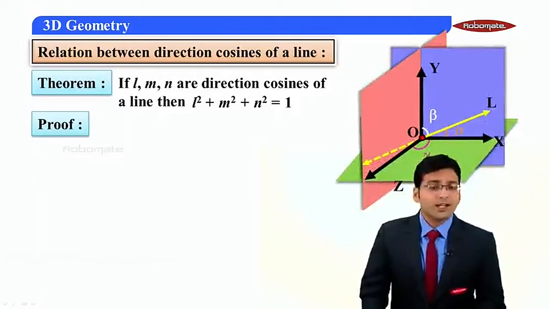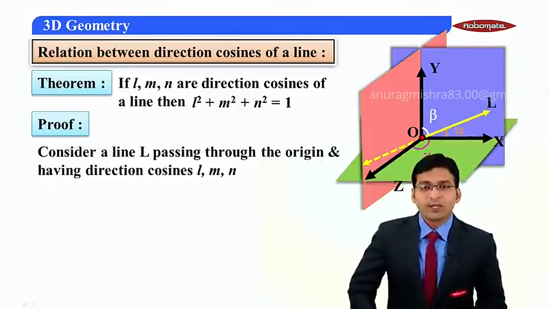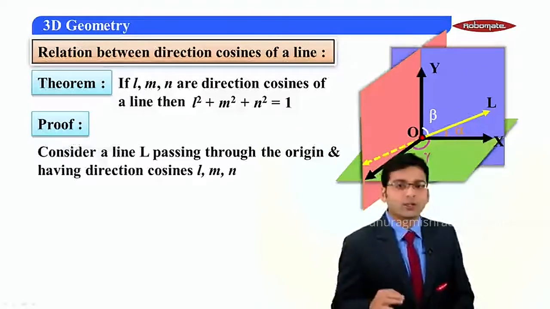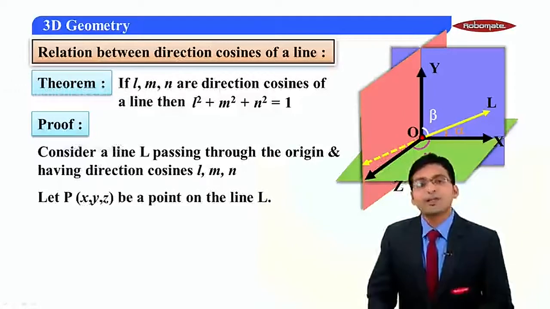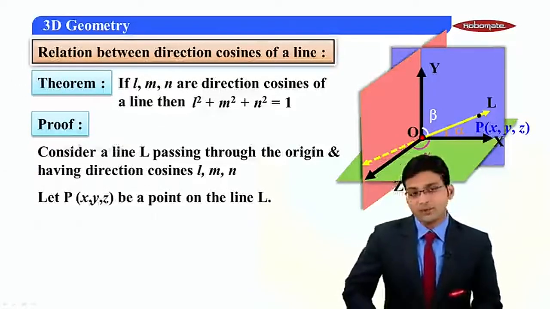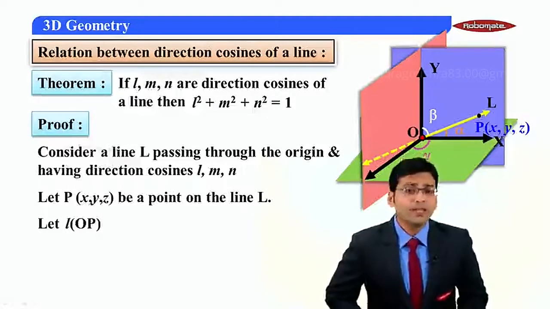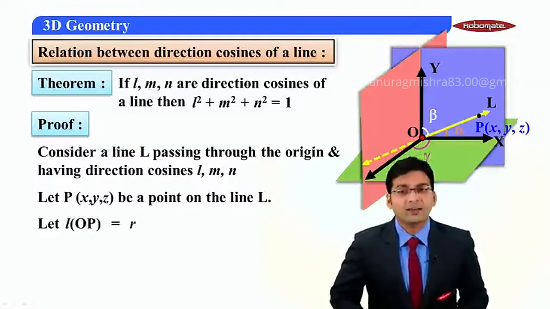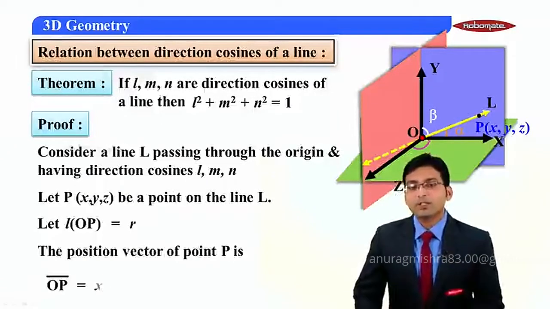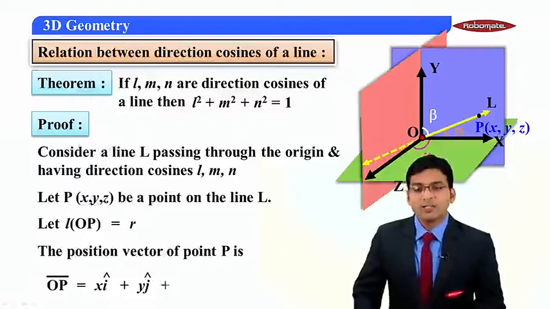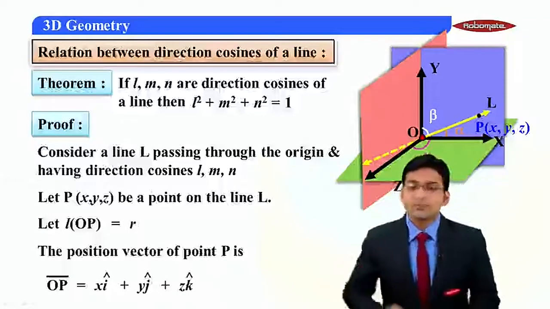Now before we start, let us consider a line L which makes alpha, beta, gamma as direction angles. So consider a line L passing through the origin and having direction cosines l, m, n. So students, we know if P(x, y, z) is a point on line L, there is a point P which is x, y, z. Now we can assume length OP, in the diagram you can see, as r. Okay students, now the position vector of point P will be OP bar, which is given by x i cap plus y j cap plus z k cap.